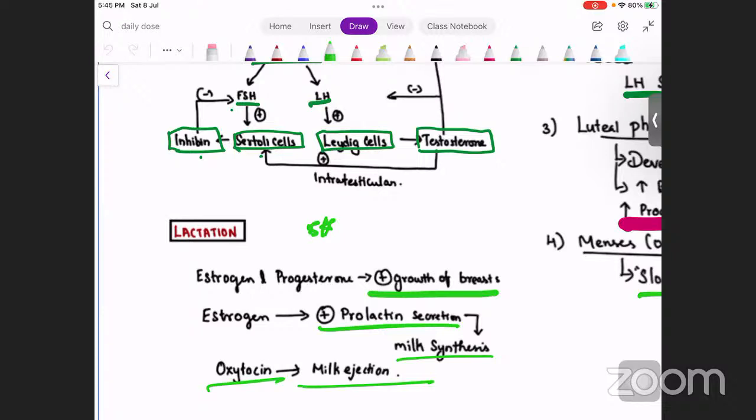What is the normal mean arterial pressure? 93.33. What is the formula? Diastolic blood pressure plus 1/3 pulse pressure. Diastolic blood pressure plus 1/3 pulse pressure is your normal formula for your mean arterial pressure.